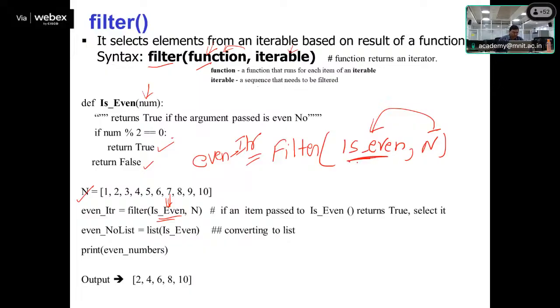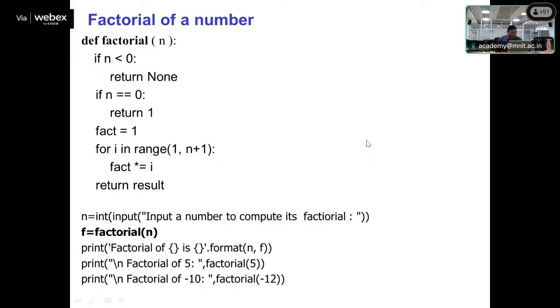Okay. So like that we can use this filter function, and this function we can define in our own way so that every item goes to this function for some processing to happen. This is the factorial example we can use here.